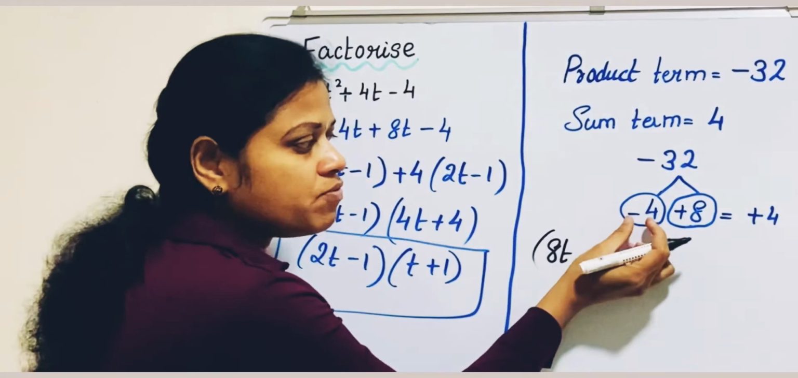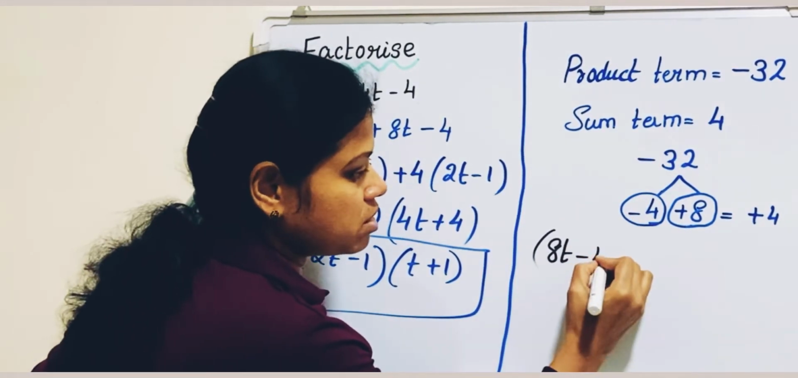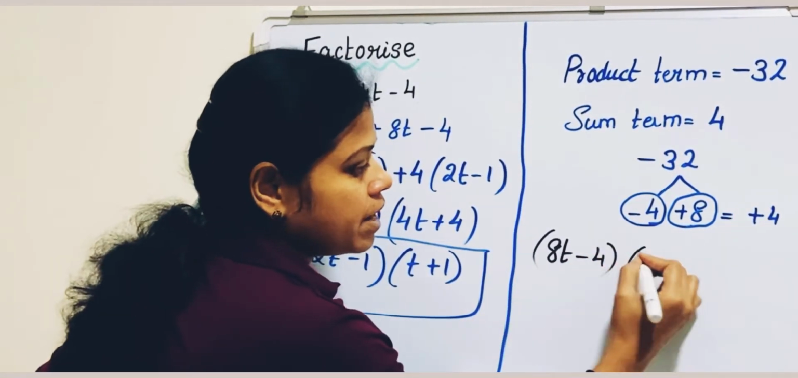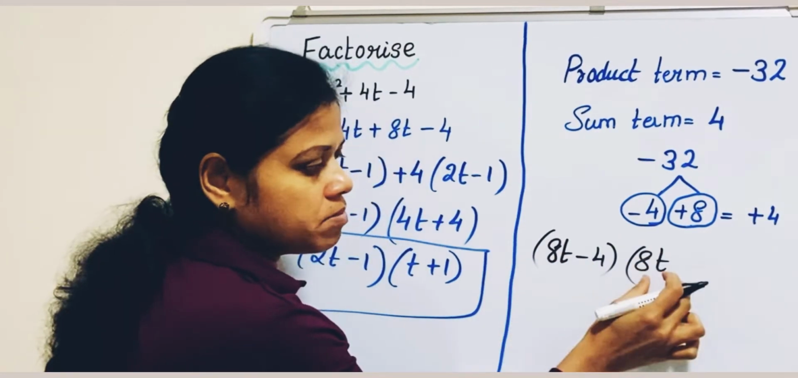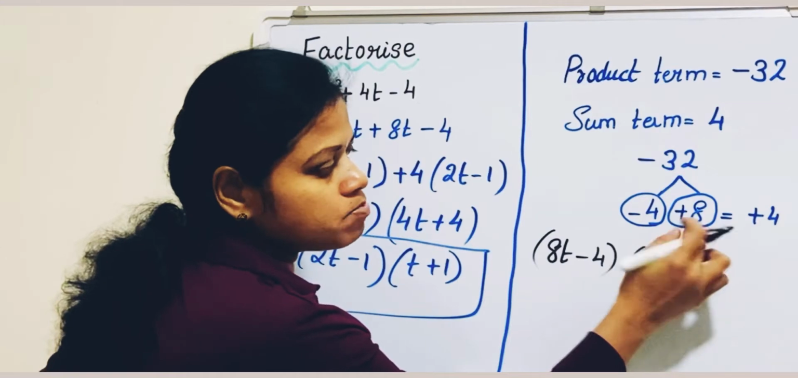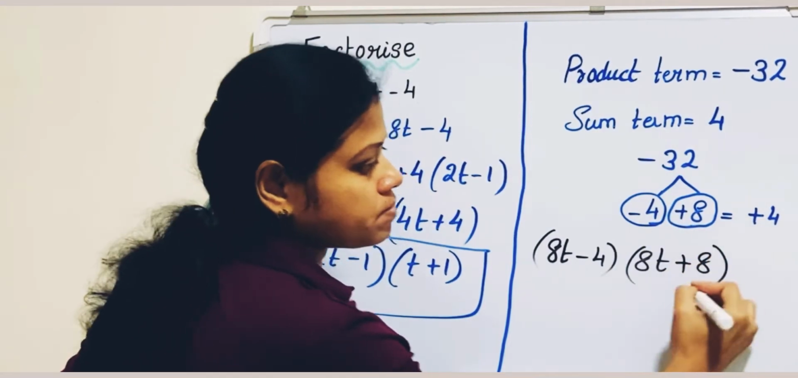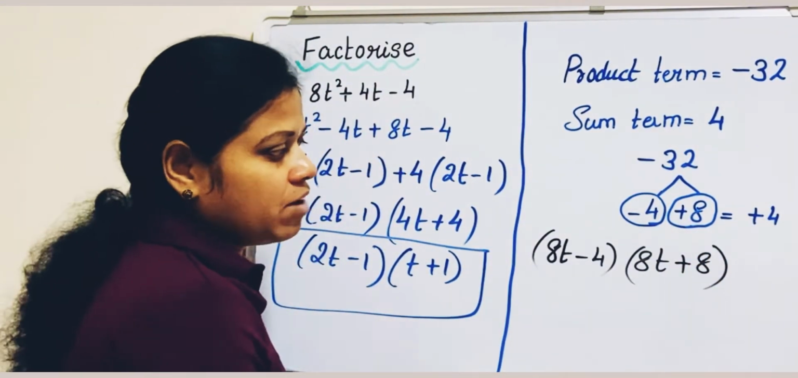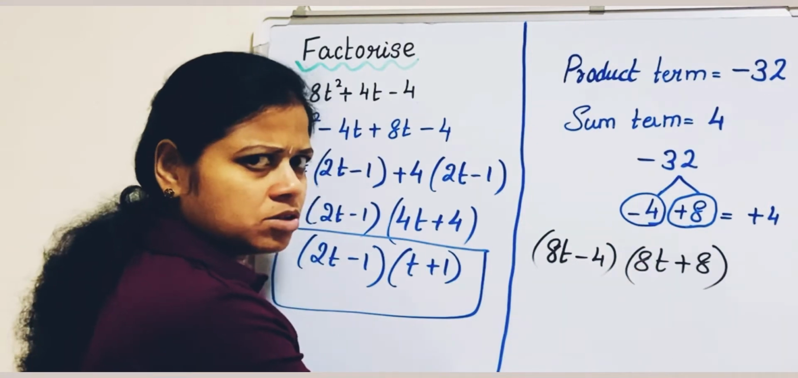Then, what is the first factor? Minus 4, write minus 4. Next, 8t, this 8t will be the same. Then this minus 4 is the first factor, another factor is plus 8. So plus 8. Then, after writing this, you have to just write this one only.